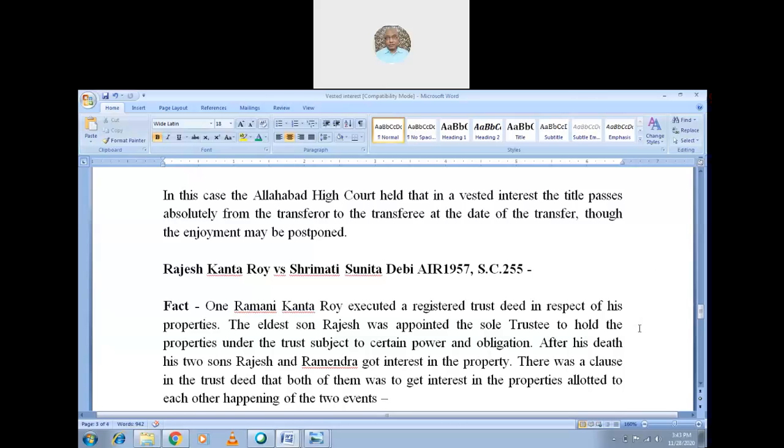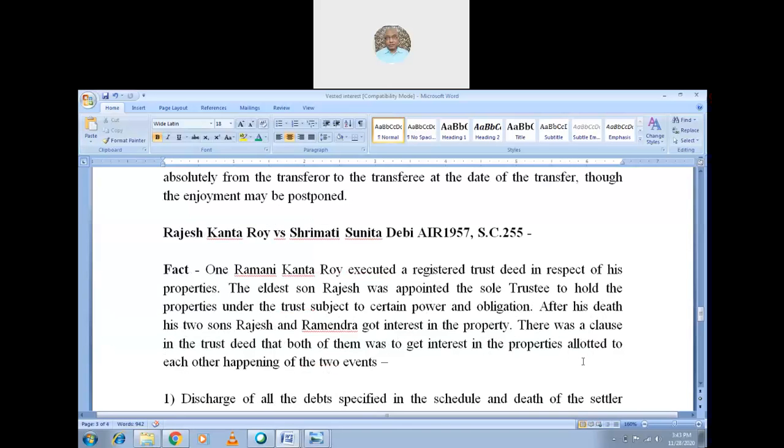They say Devi. AR 1957 means All India Reporter 1957 case law. SC means Supreme Court of India decision, and it is reported at Supreme Court Reports page 255. Now let us see what are the facts of the case law.